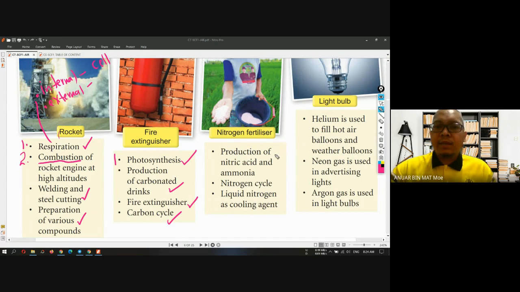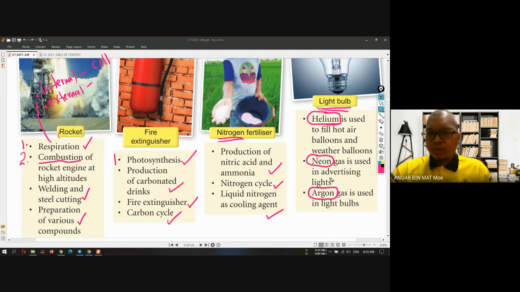Okay. Next one, nitrogen. Nitrogen gas is used for the production of nitric acid and ammonia, the nitrogen cycle, and liquid nitrogen as a cooling agent. You just remember these uses only. Okay, and then inert gas. Usually they use it for light bulbs. For example, one of the inert gas names is helium. Helium, what is the name of the gas? And then neon. Neon is also categorized as an inert gas. And then number 3 is argon. Argon is also an inert gas. Okay, helium, neon, and argon are inert gases.